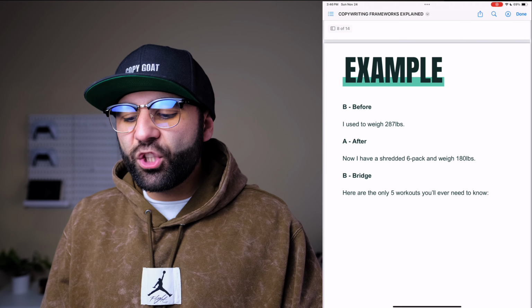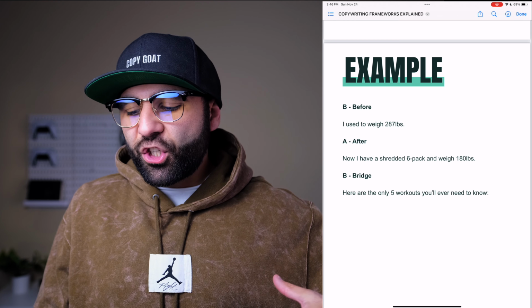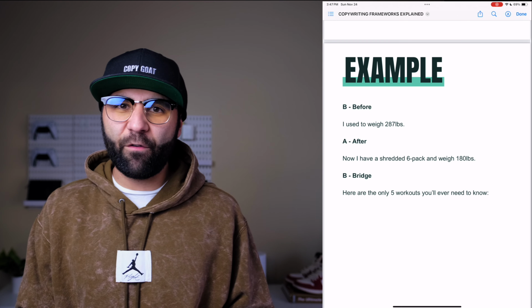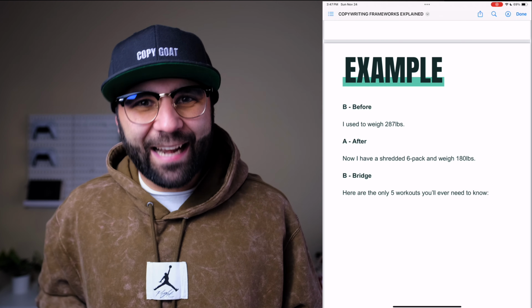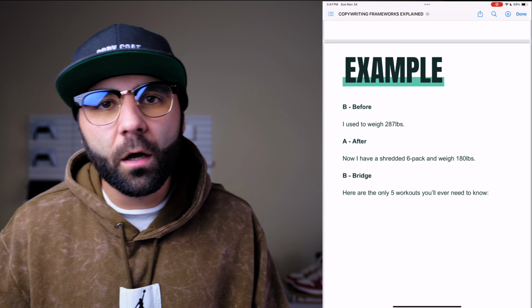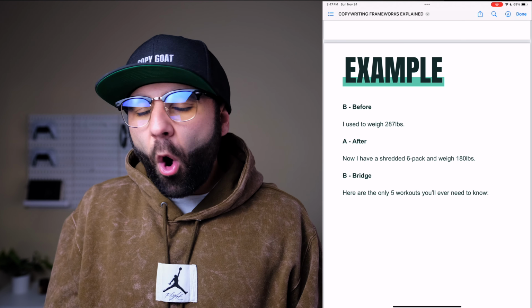I used to weigh 287 pounds, okay? That's a big problem that a lot of people have, especially in America, overweight, obese, they want to lose weight. Now I have a shredded six pack and weigh 180 pounds. So you lost 107 pounds and you are shredded. The guy reading this or the gal reading this is probably like, I wish, right? That's what you want to do. You want to tweak the emotion. Oh my gosh, what a transformation I wish I could have. And then the bridge. Here are the only 5 workouts you'll ever need to know.